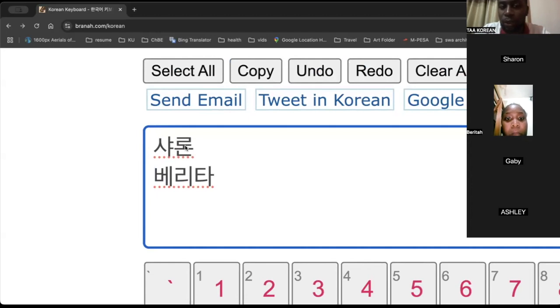R-O. The N goes below it. We have the R-O and then an N right below the R and the O. This syllabic block has three letters, R, O, and N, fitting into one syllabic block. Because this syllabic block has a final consonant, in Korean it is what we call a batchim.